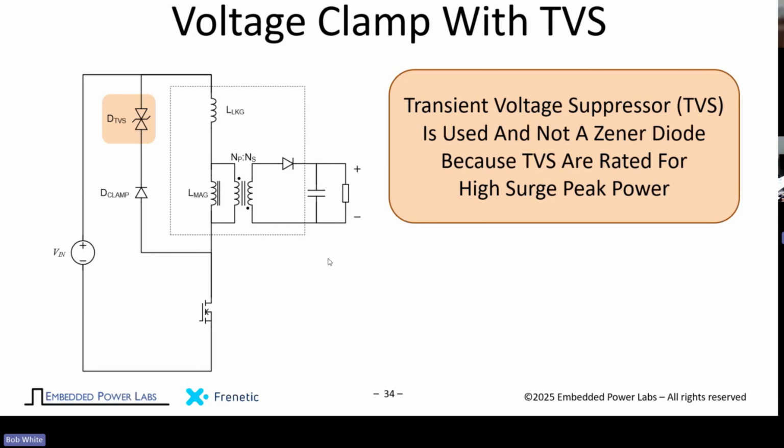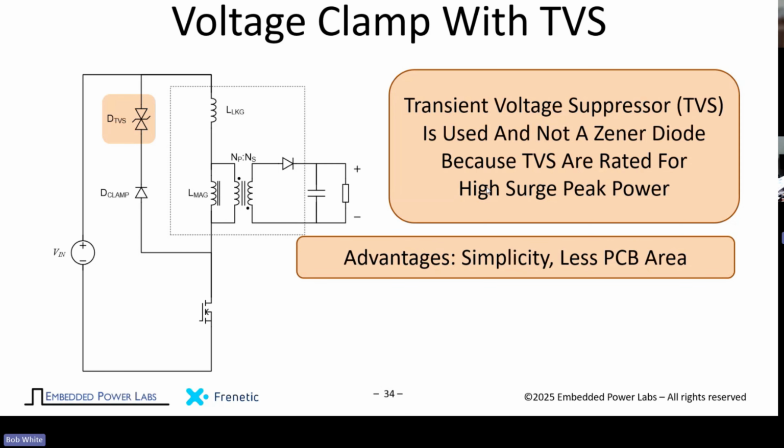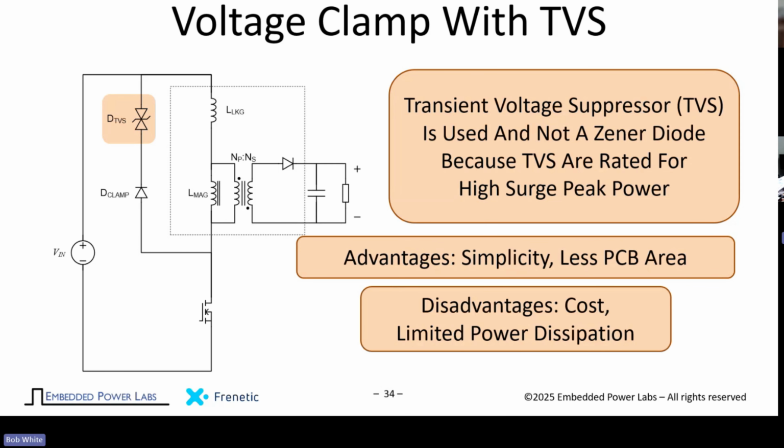Now, how do we implement that? Well, one way is we can use a transient voltage suppressor, which is a form of a power zener. It's not really a true zener diode. It's more of a specialized power zener. And we like this because the TVSs are rated for high surge peak power. But it limits our choices, and also they're kind of pricey. Okay, so it's simple, less PCB area, but the cost and the power dissipation in the semiconductor device are the disadvantages.